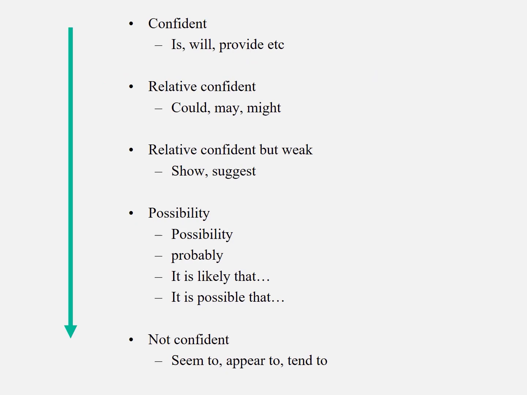Here I have listed a few words which are commonly used in the writing of scientific papers. When you use "is" or "will provide," it means you are very confident. And then as you go lower in level, you are less confident. For example, "could" and "may" are relatively confident. "Show" or "suggest" are similar, slightly weaker. If you say a possibility, for example, "probably" or "it is likely," that is even weaker.